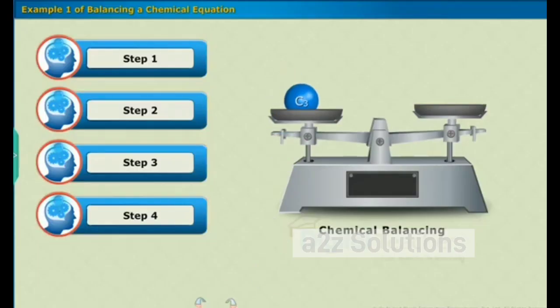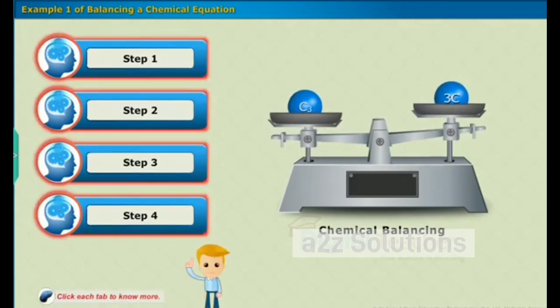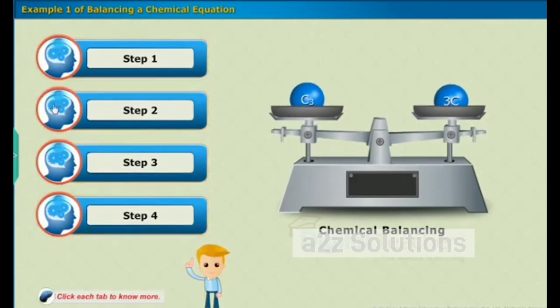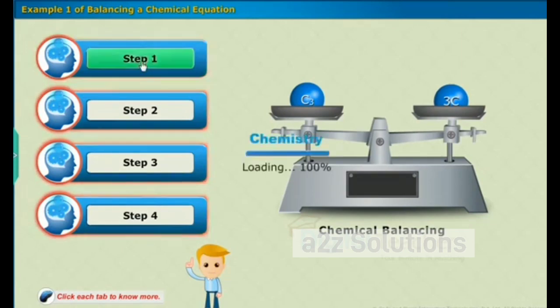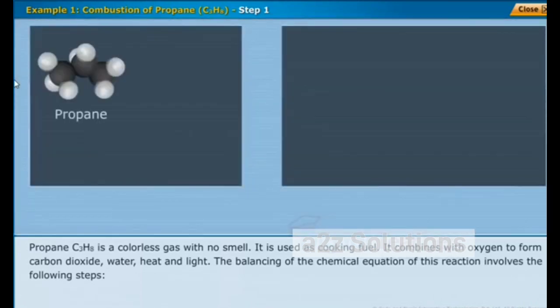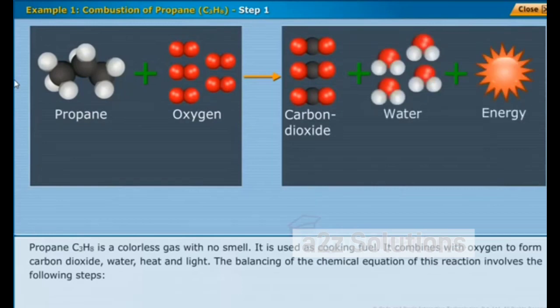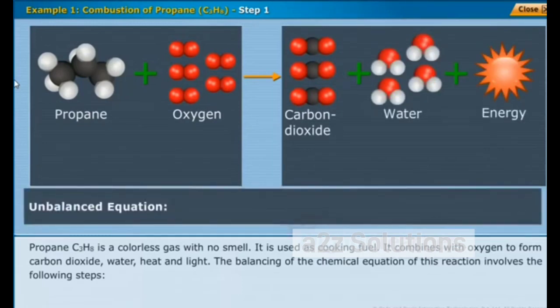Example 1 of balancing a chemical equation. Click each tab to learn the steps in detail. Propane, C3H8, is a colorless gas with no smell. It is used as cooking fuel. It combines with oxygen to form carbon dioxide, water, heat and light. The balancing of the chemical equation of this reaction involves the following steps.